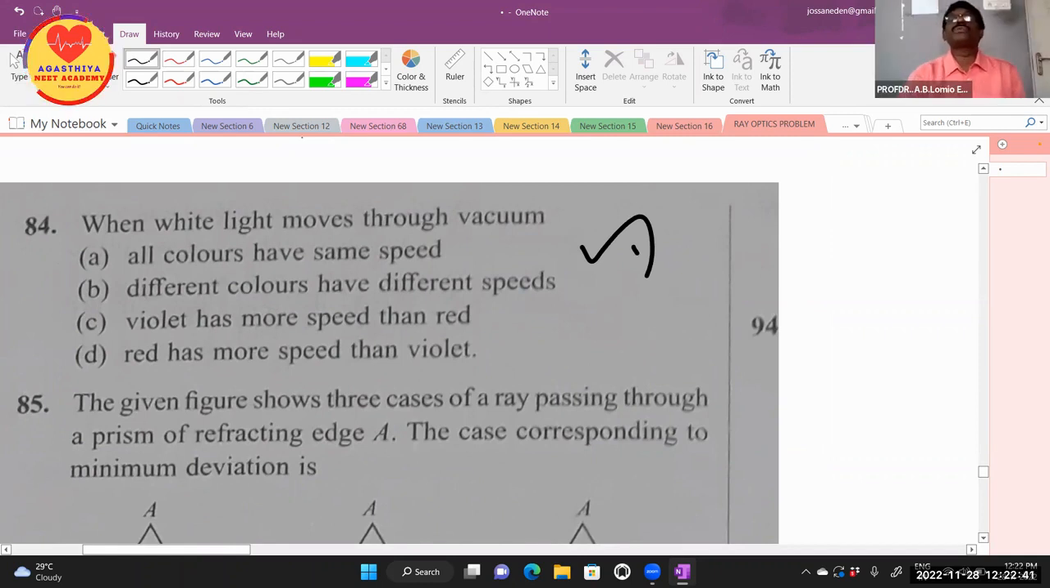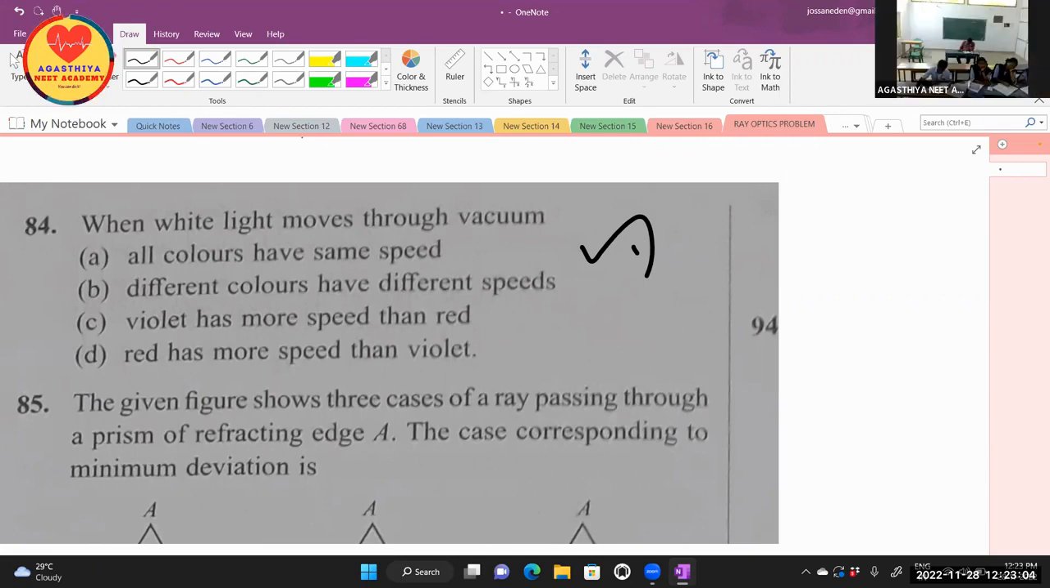When the white light moves through the vacuum, all colors have the same speed. Different colors have different speed. Violet has more speed than red. Red has more speed than violet. Which one is correct? A, B, C, D.